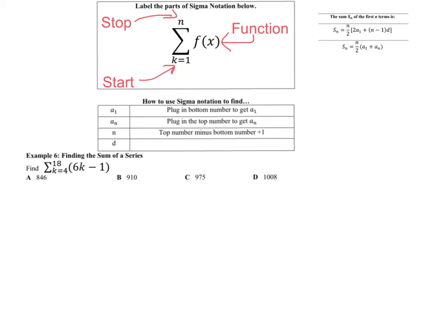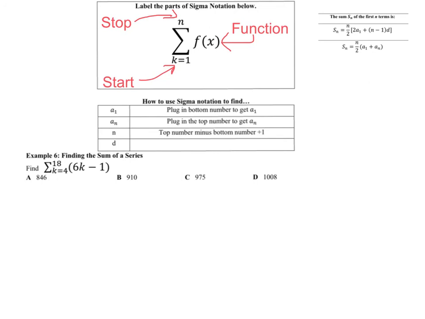So again, we're going to have to use one of our S sub n formulas. And actually, in this case, I'm going to use the second one, because to find d, we would have to go all the way back to our arithmetic sequence formula. But if I use the second one, I won't have to go find d. So, using our formula, we have S sub n equals n over 2 times a sub 1 plus a sub n. So I need to find a sub 1.